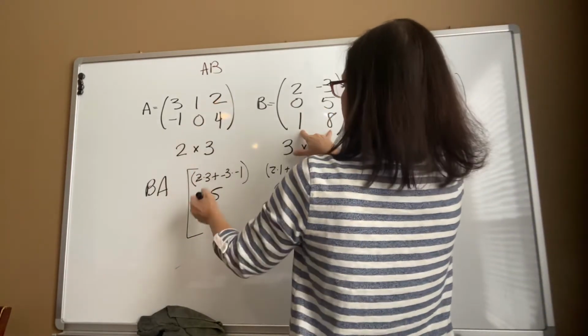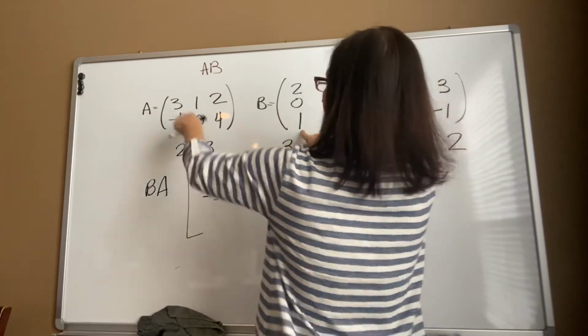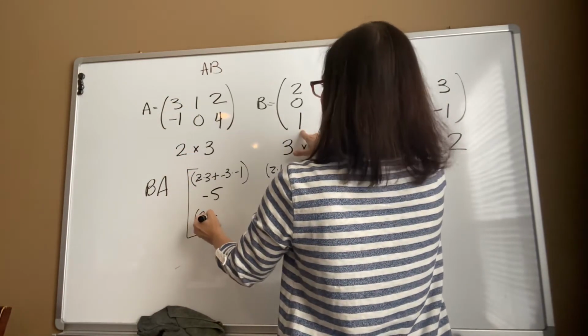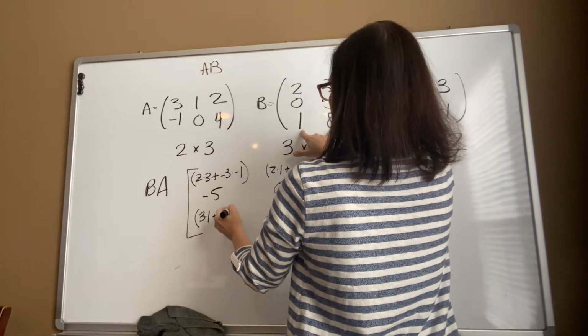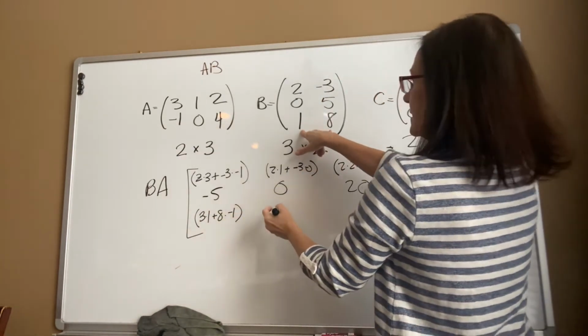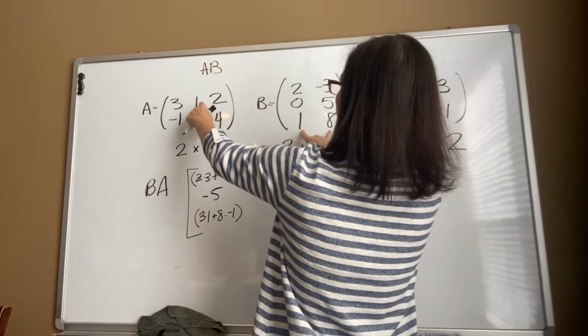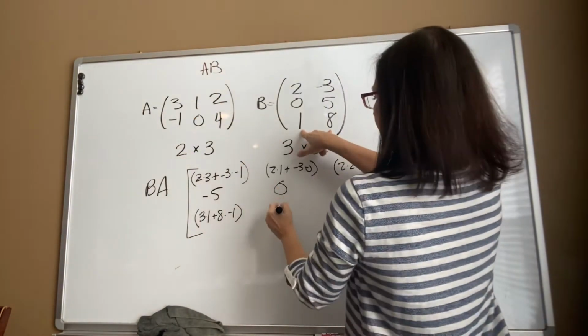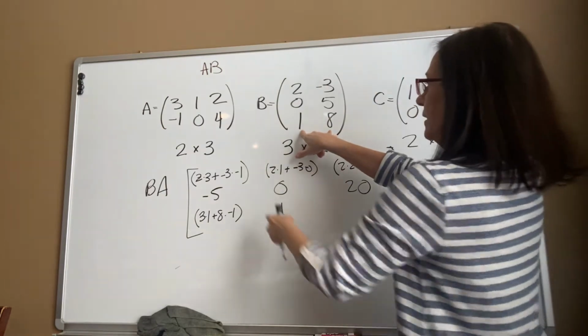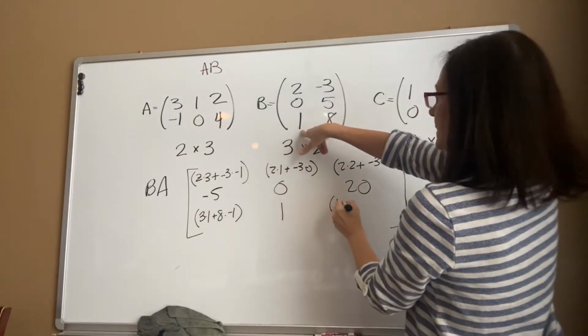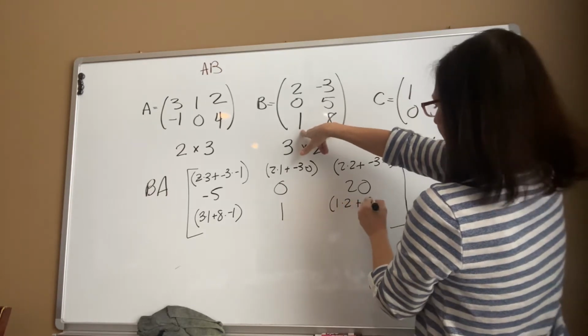Then the third column. I'm going to multiply the third row. We'll go to the first column first. So it's 3 times 1 plus 8 times negative 1. Second row is just going to be, second column, 1 times 1 and 0 times 8. So that's going to be 1. Third column is going to be 1 times 2 plus 8 times 4.